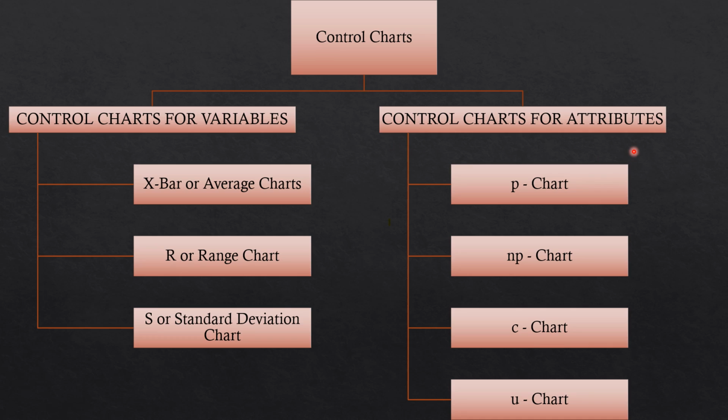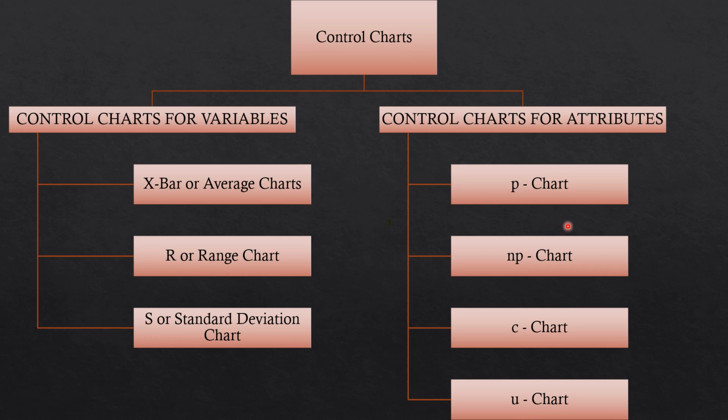Now the control charts for attributes. The control charts for attributes monitor the number of defects or fraction defective rate present in the sample. Now these are the types of the attribute control charts. The first is the P chart, second the NP chart, then the C chart and the U chart.